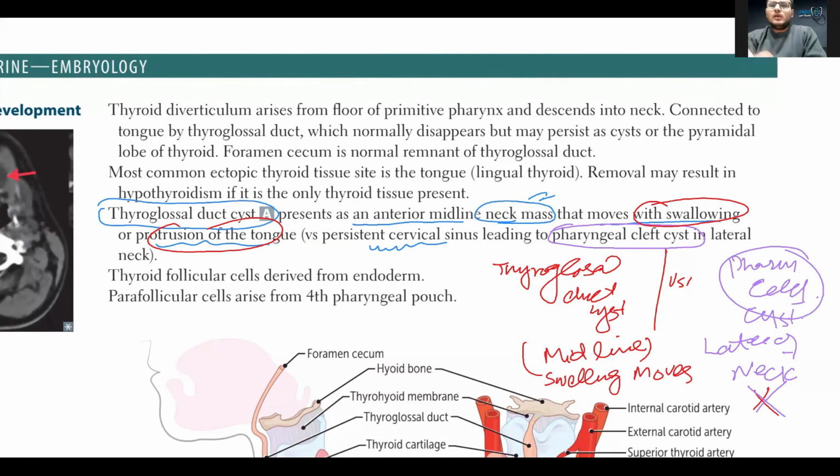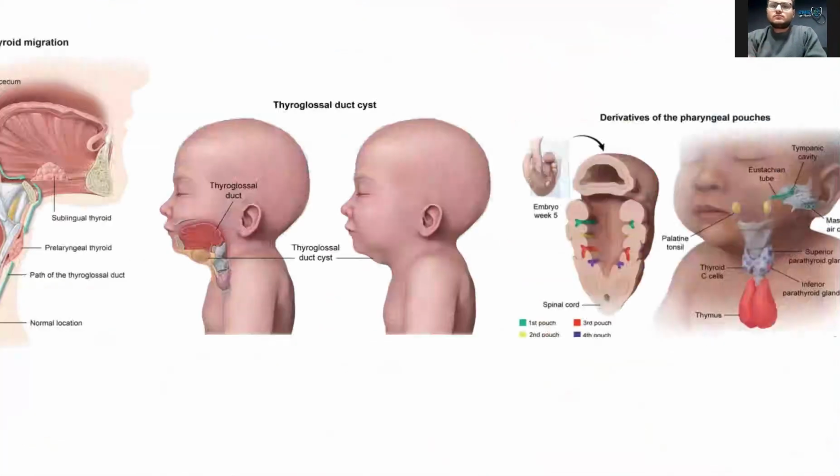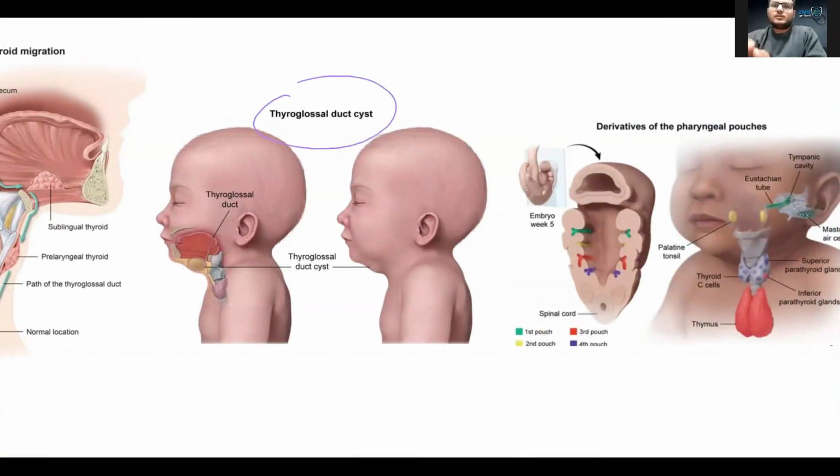Is that clear? So you can see in this picture, this is a classic thyroglossal duct cyst. This is the thyroglossal duct, and this is the anterior neck mass.